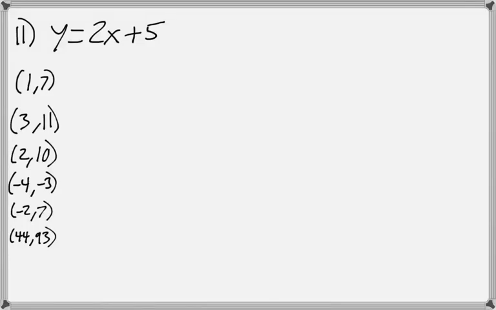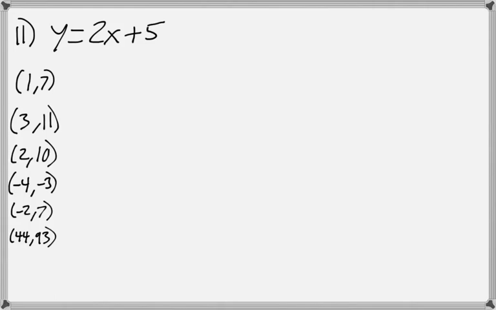Question 11 says, circle which of the ordered pairs is a solution to the linear equation y is equal to 2x plus 5. So they give us a lot of ordered pairs, and they want to know which ones are solutions to this equation, which graphically means which of these are points on this line. So this is kind of like just checking your work if you were to get the answer.